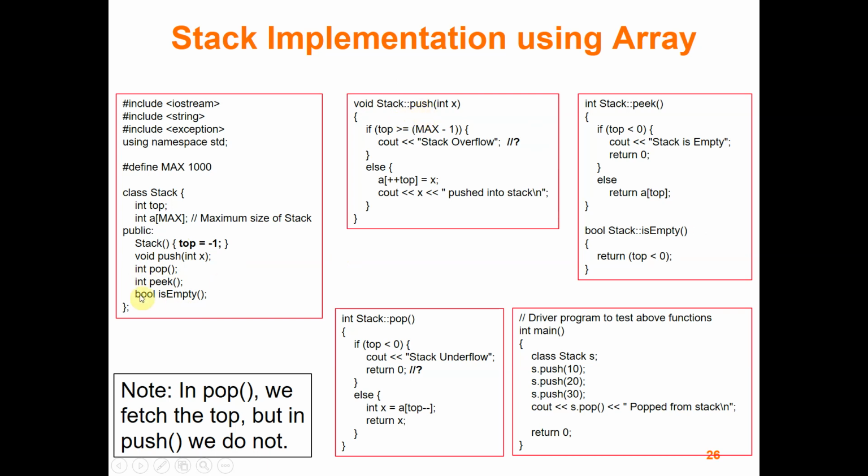These are the function declarations, and now we have the definitions. For push, what we have to check first is: have we exhausted the array? Basically, is our array full or not? How can we check that? If the value of top is equal to max - 1, that means our array is full. So if top is greater than or equal to max - 1, we can't push anything. In this case, we just give a message to the user: stack overflow.